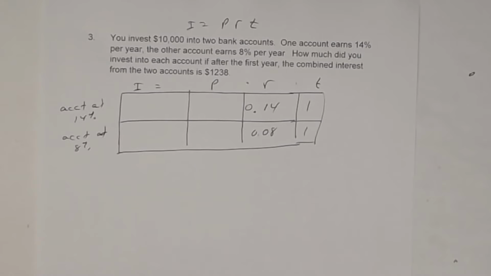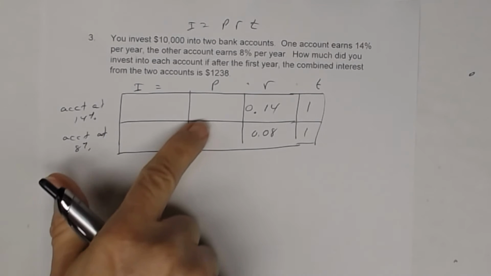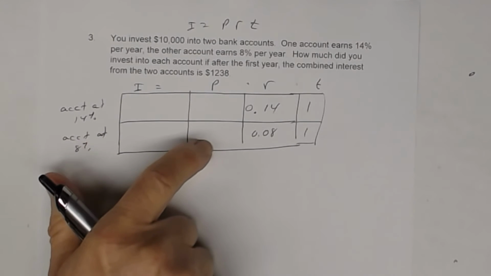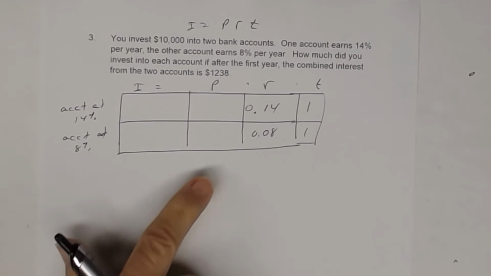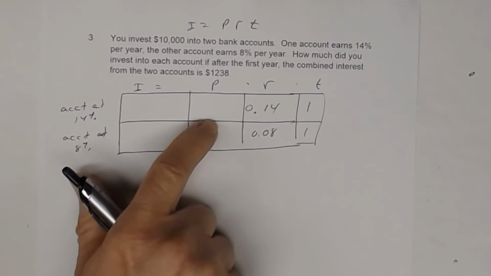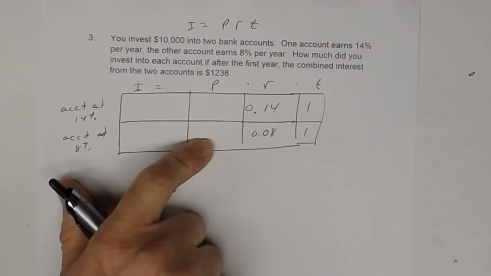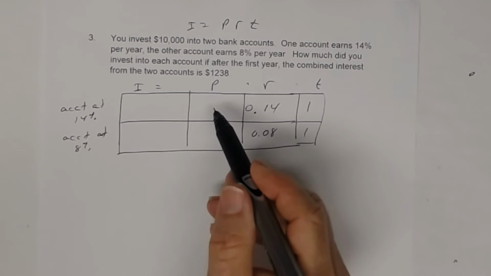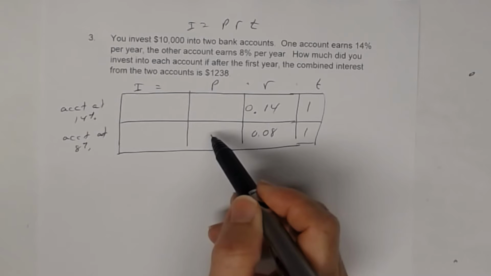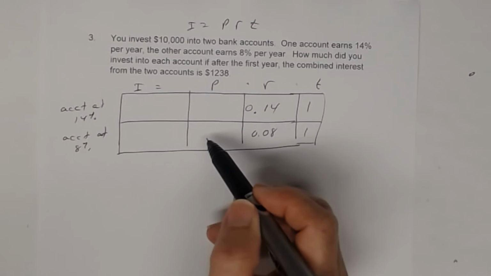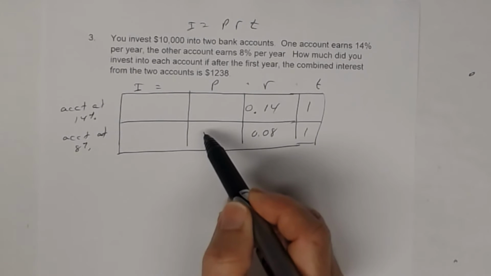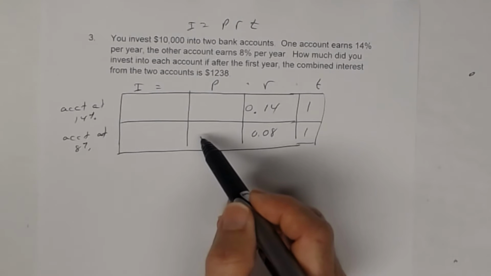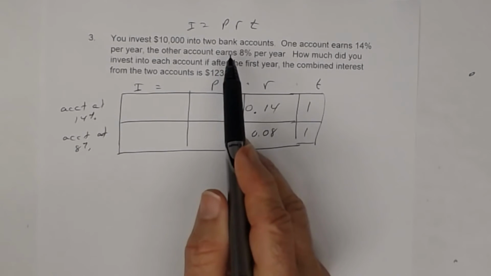All right, now let's talk about the principal. That's where you've got to think. Listen carefully. You're investing $10,000 into two accounts. So whatever you put here and whatever you put here has to equal $10,000. You are not told how much you put here. But you do know that if you put $6,000 here, then you must put 4,000 here, because 6,000 plus 4,000 is 10,000. If you put 2,000 here, you must put 8,000 here.